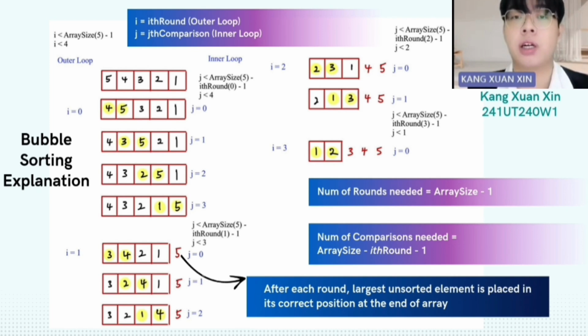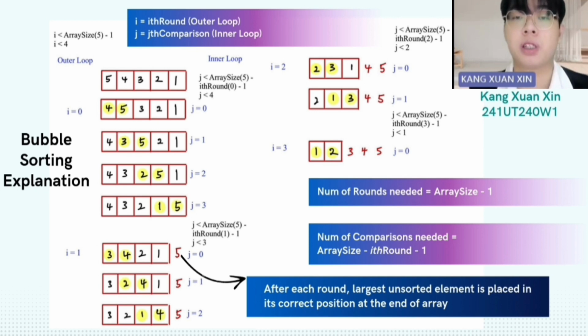ascending order. And now I will explain how the bubble sort function works using a simple example, which is an array of size 5 in its worst case configuration. For an array with 5 elements, a maximum of array size minus 1, in this case 4 rounds, is required to complete the sorting process. During each round, the number of comparisons needed decreases as the largest unsorted element is placed in its correct position at the end of the array.